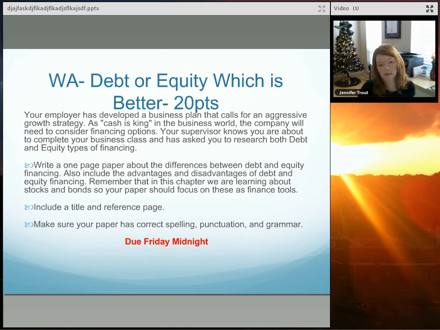So the writing assignment for this week, worth 20 points, is basically debt or equity, which is better. Your employer has developed a business plan that calls for an aggressive growth strategy, as cash is king in the business world. So you're going to write a 1-page document describing the differences between debt and equity financing, and also include advantages and disadvantages of debt and equity financing. Please remember to use APA formatting.